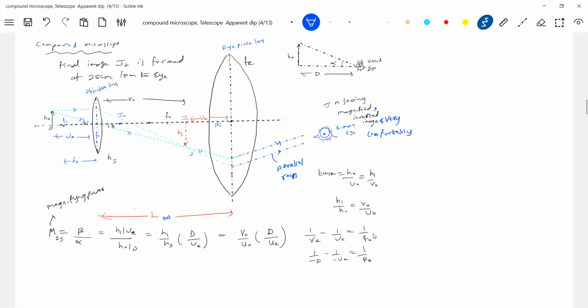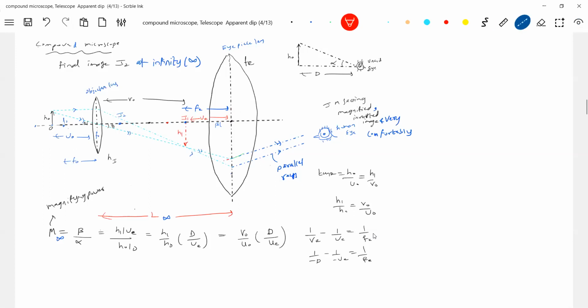Final image I2 is formed at... What is the magnifying power in this case? So M infinity, again, the definition stands the same. What should UE be equal to? This can happen only when this is at the focal length, no? If the image I1 is formed at the focal length of the eyepiece, then what will happen to the rays? After refraction, they'll become parallel and the image will be formed at infinity.